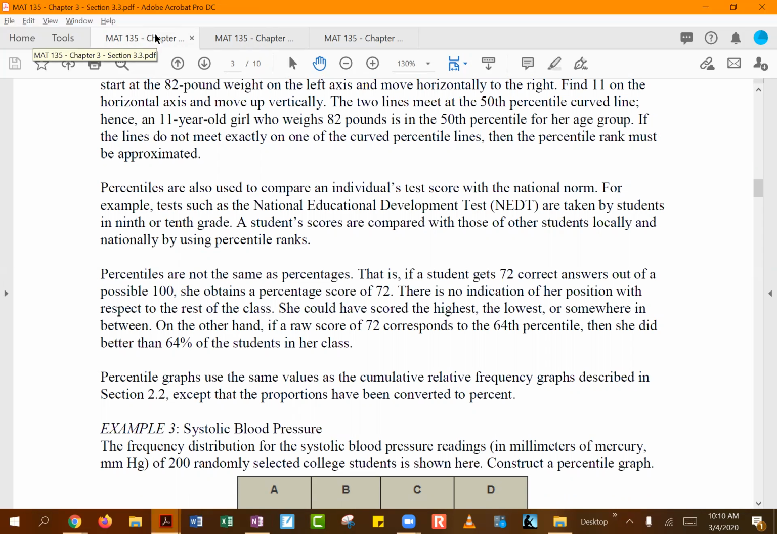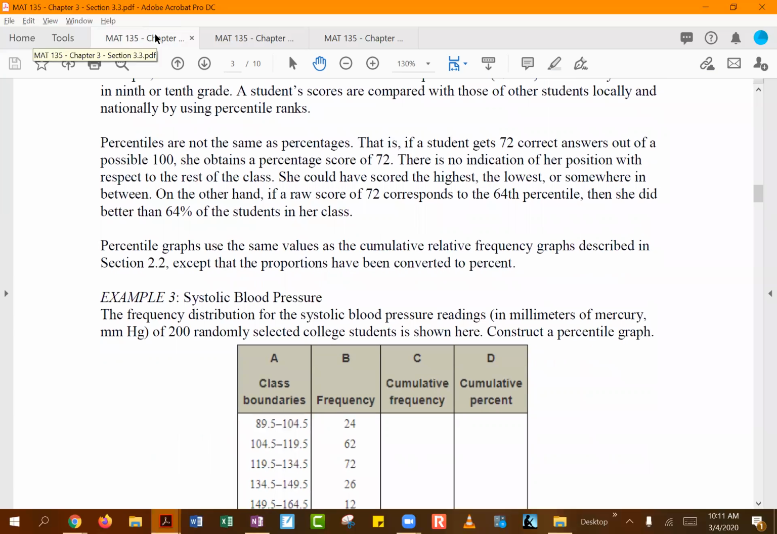Okay, so we did talk about using percentiles when you are looking at these national tests. They're talking about tests such as the National Education Developmental Test taken by students in 9th or 10th grade. You can read that paragraph. This is the one I do want you to be careful about. If you need to underline that, go ahead and underline that. Percentiles are not the same as percentages. So when you are saying 82nd percentile, that doesn't mean 82%.